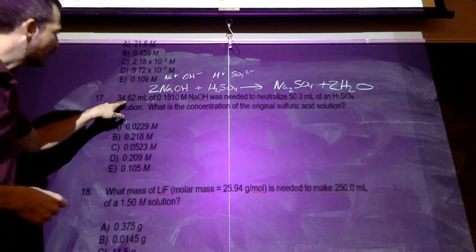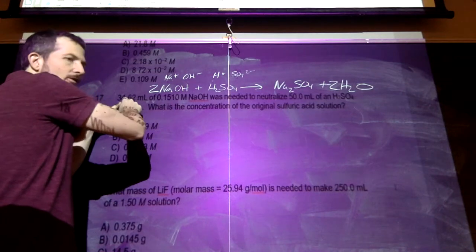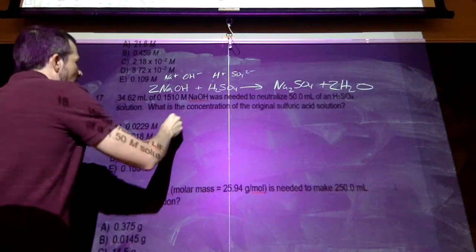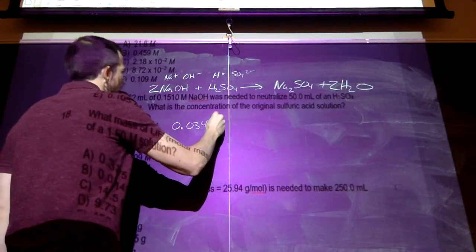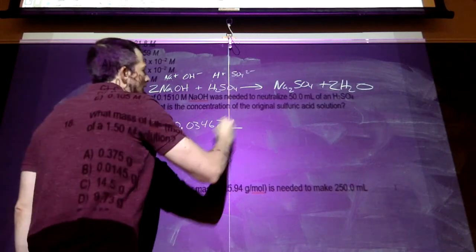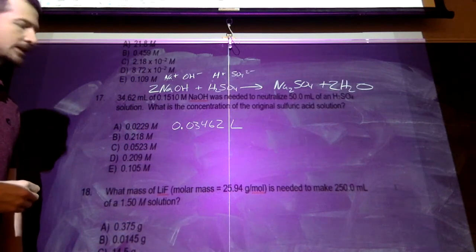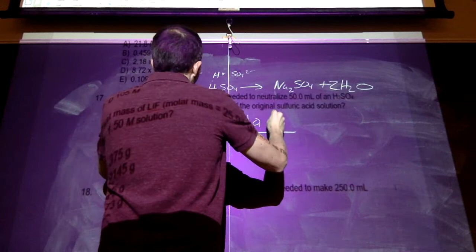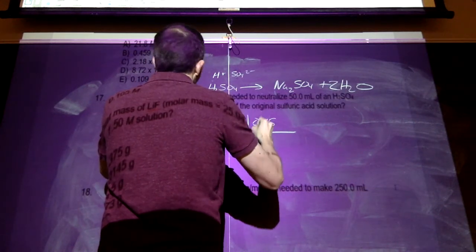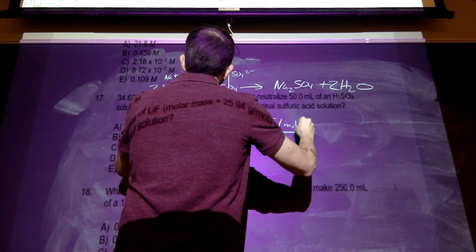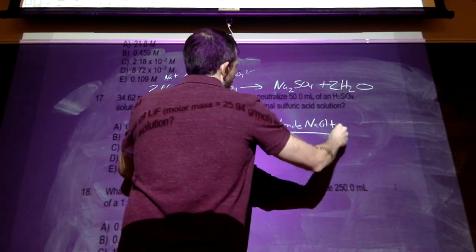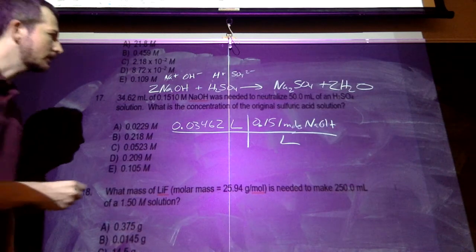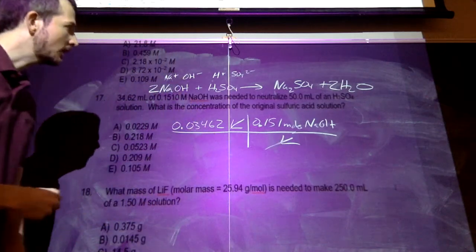So like I said, I'm going to start out here, and I'm going to go ahead and convert this to liters. Now you can do that in a separate step, divide it by 1,000, or add a step to your conversion. I'm just going to move my decimal point 3 places. So 0.03462 liters, and I know the concentration here is 0.151 moles of sodium hydroxide per liter. So that gives me my moles of sodium hydroxide.